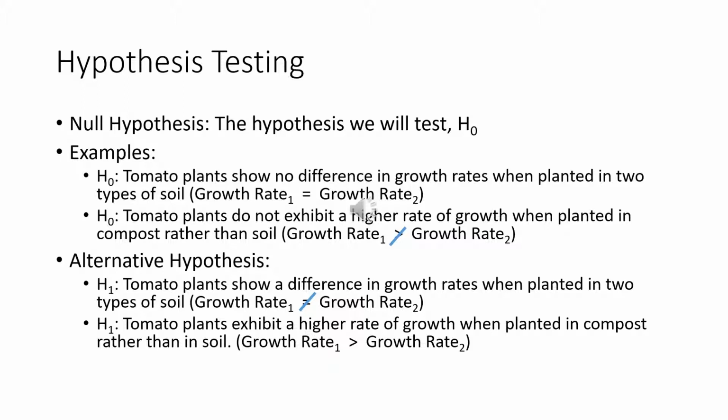We have what's called the alternative hypothesis. In the case of the first one, the tomato plants show a difference in growth rates when planted in two types of soil. In other words, the growth rate of one is not equal to the growth rate of two. The other one: tomato plants exhibit a higher rate of growth when planted in compost rather than soil. In other words, the growth rate of the one in compost is greater than the growth rate of the one in soil. That's the alternative hypothesis. We can't be happy with both the null and the alternative. We have to choose one or the other.